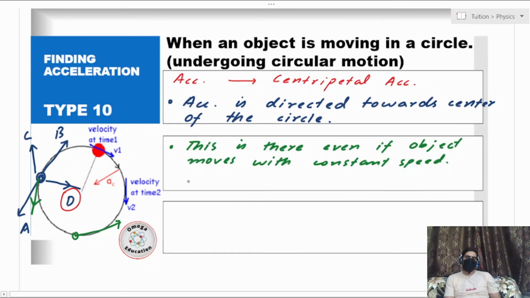So let's say the object was moving with a constant speed of 30 meters per second in a circle. So will the object be accelerating? And the answer would be yes. The acceleration is there, even though the speed is constant. But the thing is, velocity is not constant, because velocity takes account of the direction as well. And if the object is changing its direction, velocity changes, and if the velocity changes, the acceleration would be there.